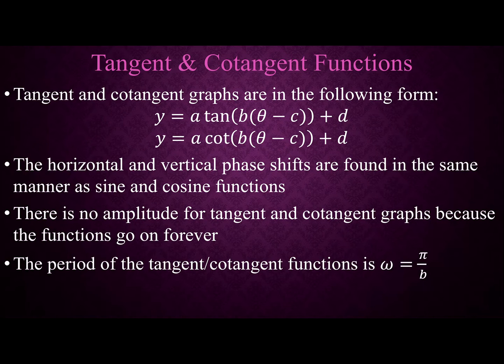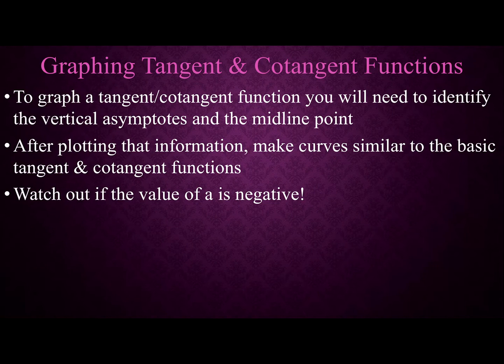What's different now is the period is pi over b rather than 2 pi over b. Okay, so you need to be very careful with that. Your period is based on pi over b, not 2 pi over b. And to graph these things, all we're looking for is where the vertical asymptotes will occur and where the midline point is, because those are the only things that actually matter. Because it's going on forever in both directions after the midline point, we just know where that is and where the asymptotes are to make our shape.